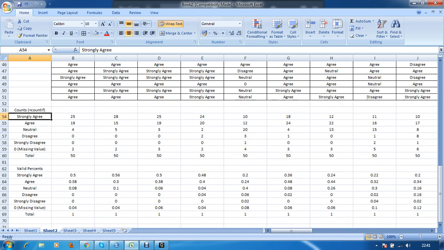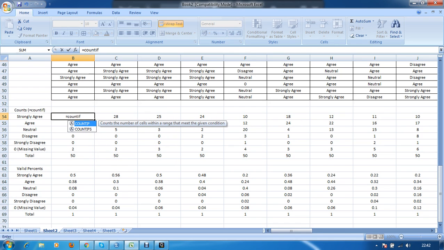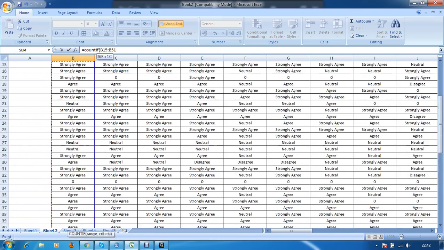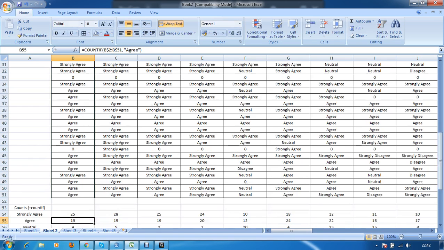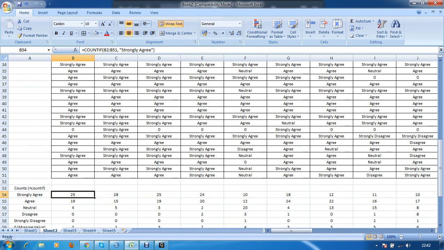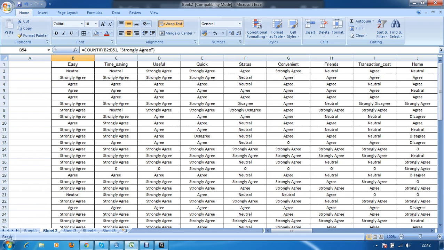So here what I do is use a simple formula to tell you the total respondents, which is COUNTIF. We type equal to COUNTIF, bracket, we select the range here, put comma, and then put inverted commas, and then type strongly agree. Okay, so close the inverted commas and then close the bracket and then press enter. So altogether here we have seen that there are 25 respondents who chose strongly agree in terms of the statement that we have used in the questionnaire, that technology based banking services are easy to use.